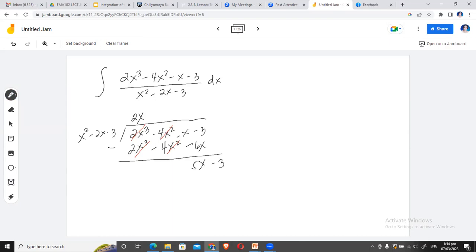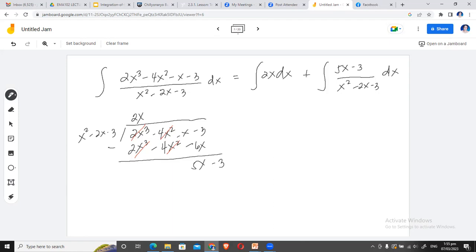Now, this 5x minus 3 is of degree 1 only. Your denominator in the original fraction is of degree 2. So meaning, this will be now the remainder of your long division process. So I can write this integral now as equivalent to this: your answer here, which is the integral of 2x dx, and the remainder that you have, so plus the integral of 5x minus 3 divided by x squared minus 2x minus 3 dx.